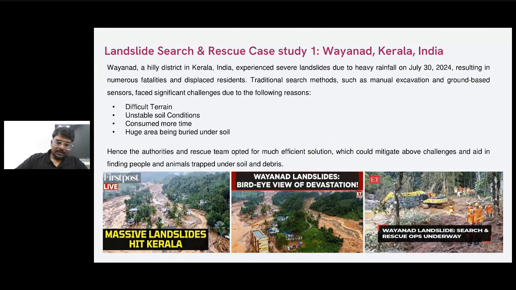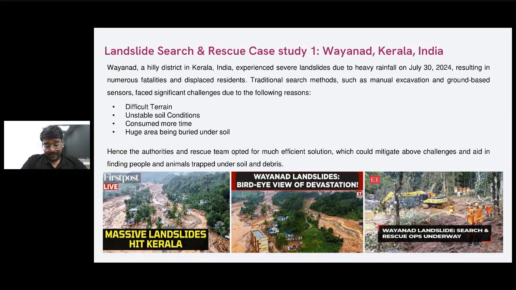The first case I'll be talking about is the Wayanad landslide. Wayanad is a hilly district in Kerala, India. This tragic incident took place on July 30th, 2024. Due to heavy rain, the landslide wiped out an entire village in the district, and a lot of people were victims of this landslide. Many were trapped beneath the soil and debris that came with the landslide, and even people were trapped inside their homes, covered with sand and so on.